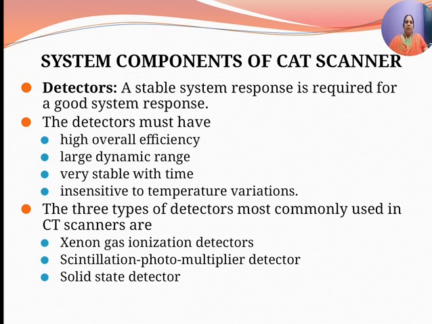The next component of the CT scanner is your detectors. A stable system response is required for good system response. In order to obtain a good system response, the response must be stable. So the detectors that are chosen for the detection must have 4 important characteristics. They must have high overall efficiency, large dynamic range, and they must be very stable with time and insensitive to temperature variations.